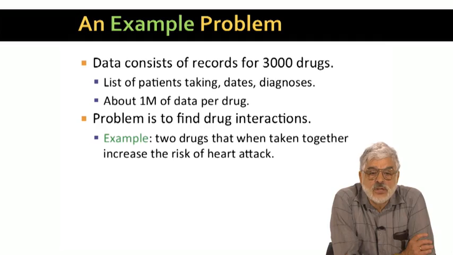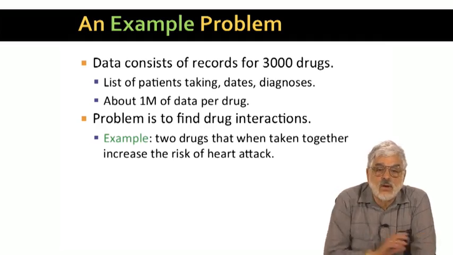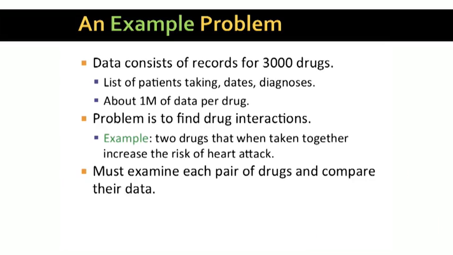Then look at the intersection of the two sets of patients and see if they were significantly more likely to get a heart attack. So we need to look at each pair of drugs and do a statistical analysis of their two records. There are 4.5 million pairs of drugs in this study, so that's a lot of computation. But as we shall see, if we're not careful, the communication cost is so high that it makes it impossible to do the study using MapReduce.